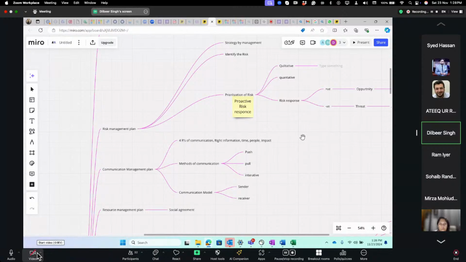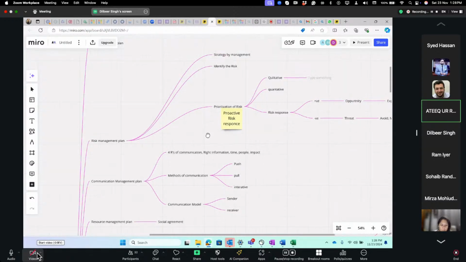In the communication model, we have a sender, called the encoder, and a receiver, called the decoder. The decoder, the receiver, will provide the feedback, and in it we have a term called noise. Anything that disrupts our communication is called noise.